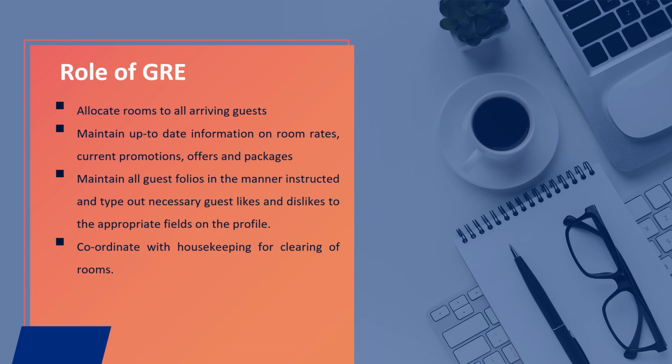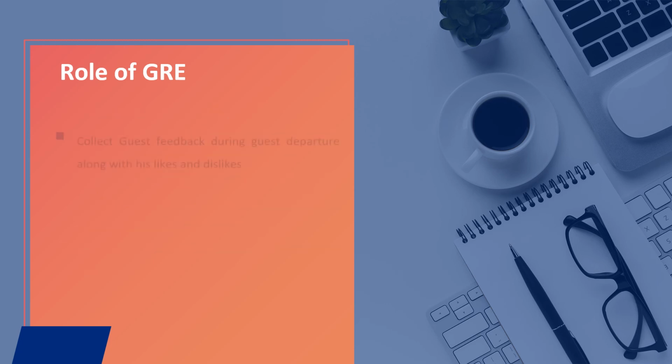Coordination with housekeeping for clearing rooms before the guest arrives is one of the prime functions performed by the GRE. Collection of guest feedback during guest departure, along with his likes and dislikes, helps the GRE maintain an effective guest history card, which is referred to by the reservation department for all the future stays of the guest.